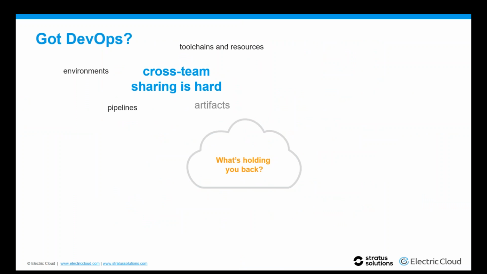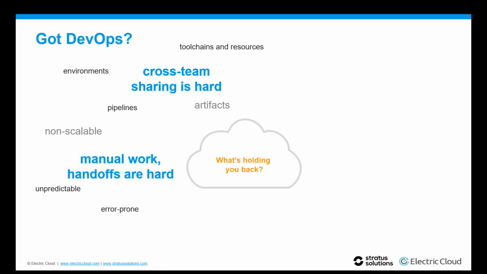So what are some of the problems that are keeping people from really getting to DevOps and having this visibility? Well, we talked about this a little bit already. Cross-team sharing is hard: the sharing of information, environments, pipelines, artifacts, even the tool chains and the different resources. That's a critical component of becoming a more DevOps-oriented team, being able to share that control and visibility across all those resources.